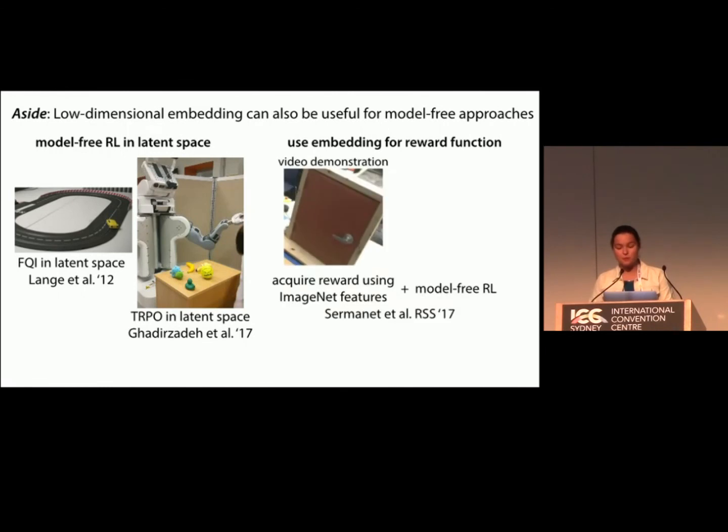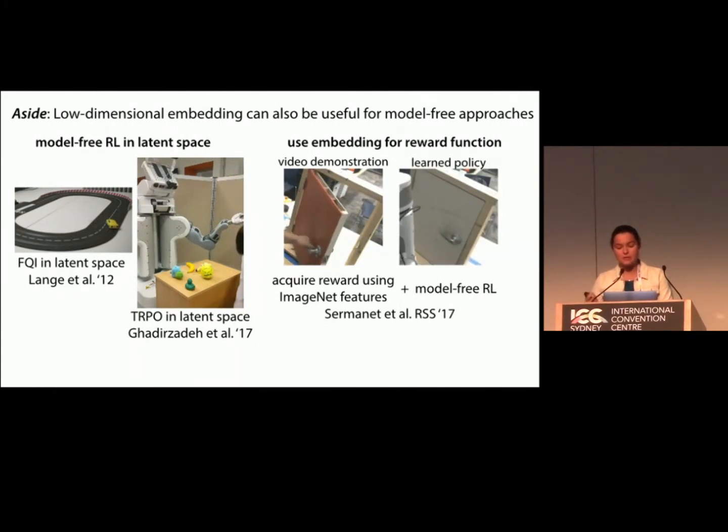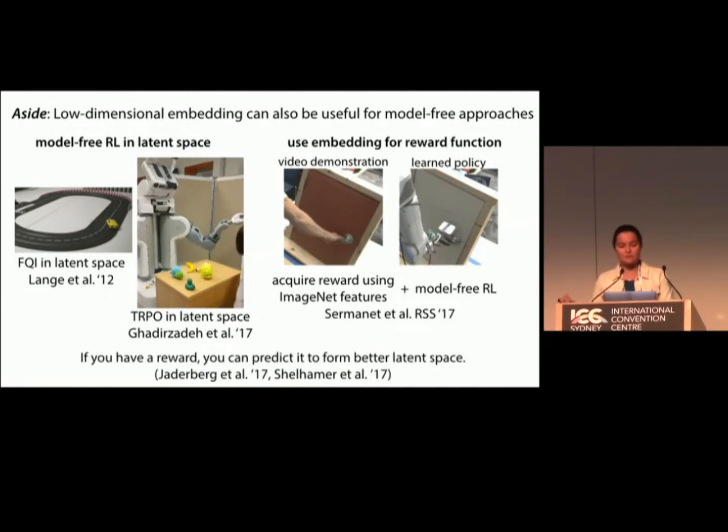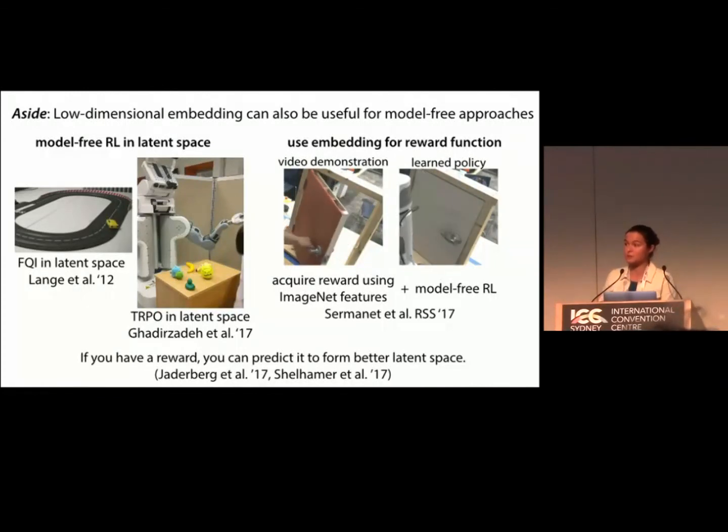You can also use an embedding for a reward function. So this paper used ImageNet features to represent the reward function, combined with model-free reinforcement learning to be able to learn how to open a door from a raw video on a robot. And then lastly, if you have a reward function, you can also use that to improve learning a latent space. If you have a reward function at training time, and you make your latent space able to predict that reward function, then your latent space should capture information about the task.